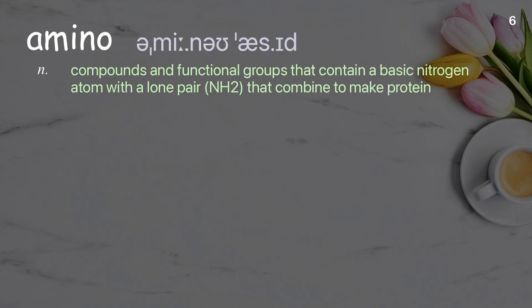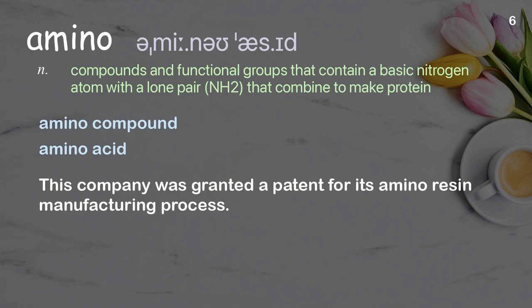Amino. Compounds and functional groups that contain a basic nitrogen atom with a lone pair, NH2, that combine to make protein. Examples. Amino compound. Amino acid. This company was granted a patent for its amino resin manufacturing process.